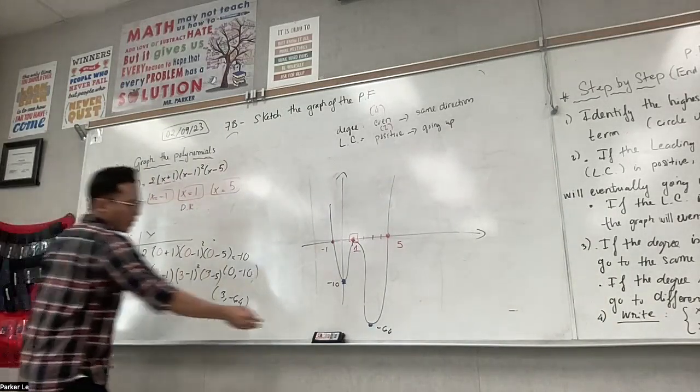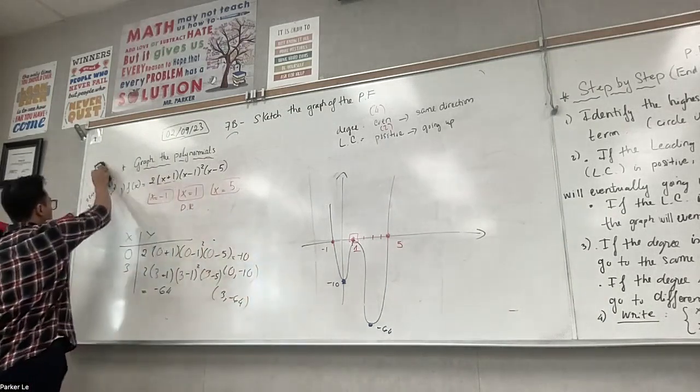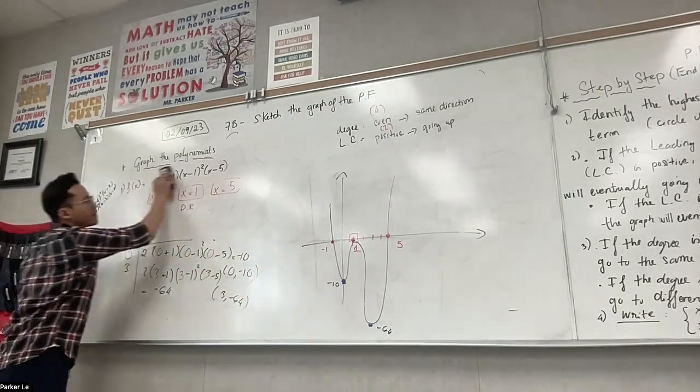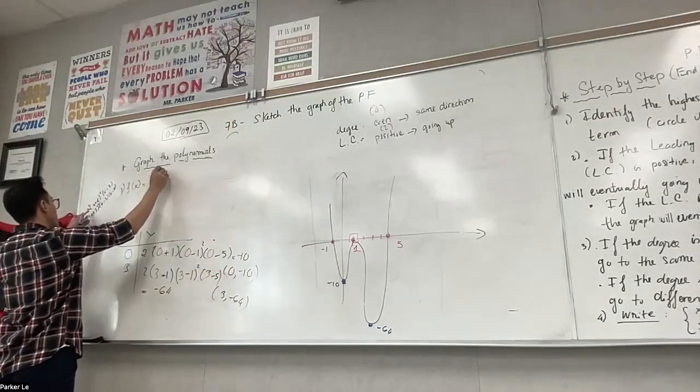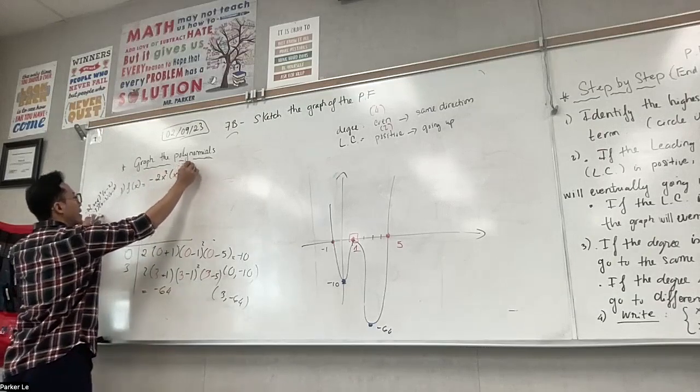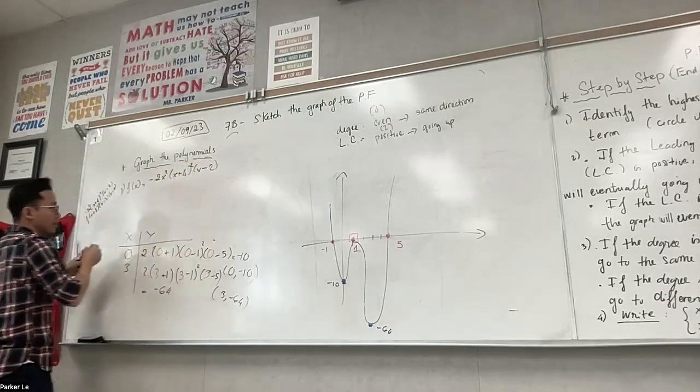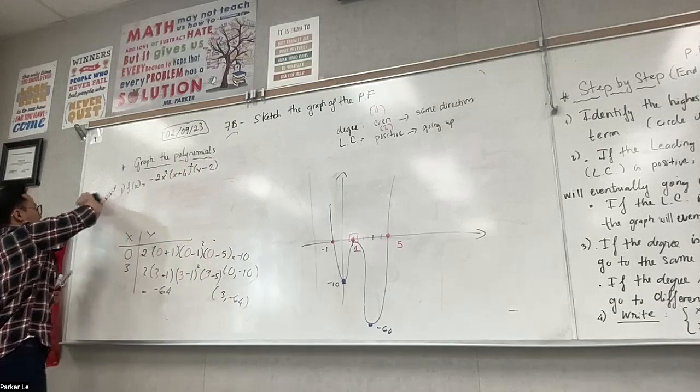One more to go, and then the last one I will leave for you to try. Negative 2x squared, (x plus 4) squared, (x minus 2). Okay. Now this one is done.